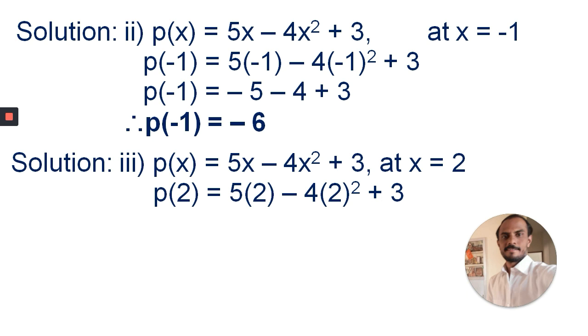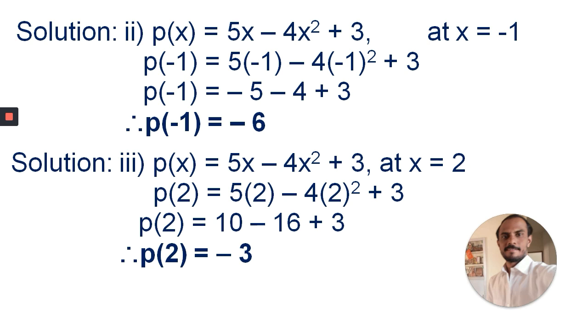Now simplify this one, students. 10 minus 16 is minus 6. Minus 6 plus 3 is minus 3 only. Or, 10 plus 3 is 13, and 13 minus 16 is minus 3. Like that also you can simplify: add both positive terms, plus 10 plus 3 is plus 13, and 13 minus 16 is minus 3. Then P of 2 is equal to minus 3.